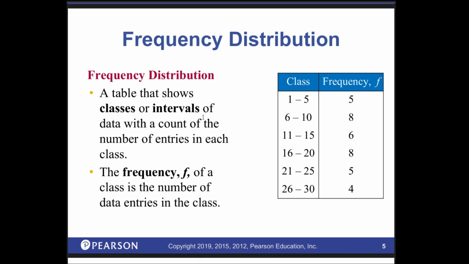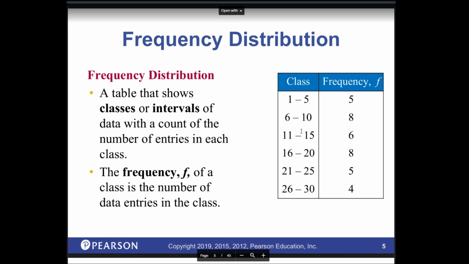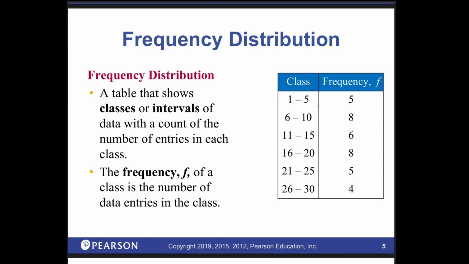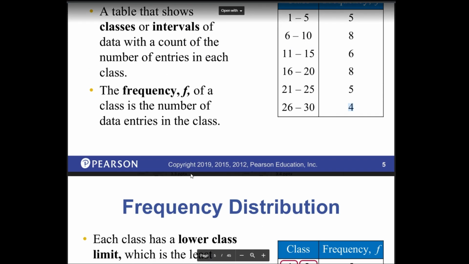So it's basically like a table that shows classes or intervals of data with a count of the number of entries in each class. The frequency, which is labeled as f, of a class is the number of data entries in the class. So as you can see here, we have the classes and we have the frequency over here. So in class 1 to 5, the frequency was 5, 6 to 10, 8, 11 to 15, 6, 16 to 20, 8, 21 to 25, 5, 26 to 30, 4.